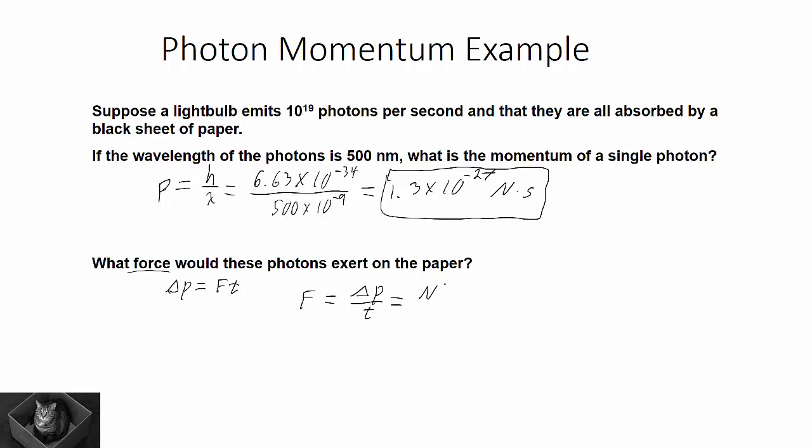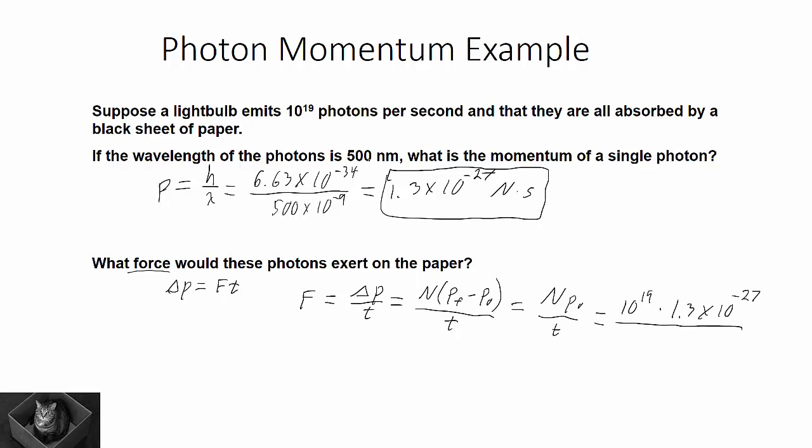And the final momentum, well, this is going to be final momentum minus initial momentum. Final momentum is 0 because we're assuming this thing is being absorbed and stopping. We're going to get a negative sign here, but we don't really care about that, so I'm just going to forget about it. So the initial momentum, so n times initial momentum over t, n is 10 to the 19th. The initial momentum is just the momentum of a 500 nanometer photon, which is 1.3 times 10 to the negative 27th.